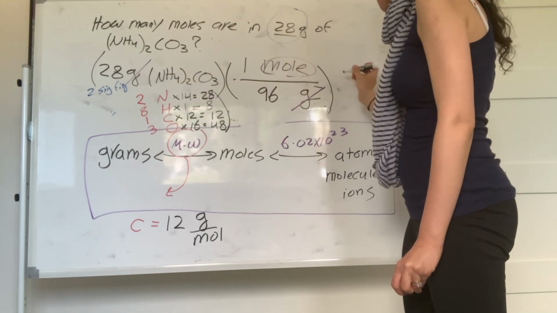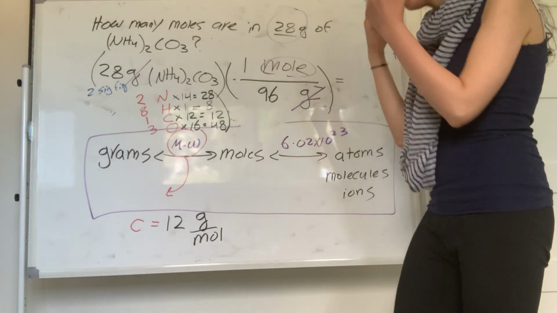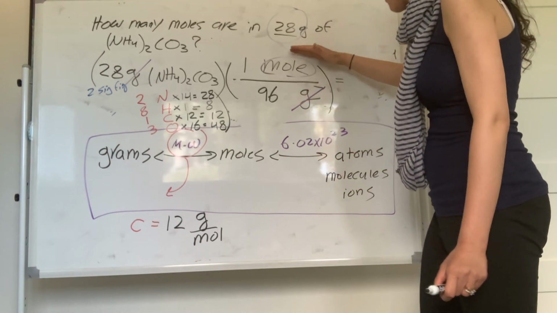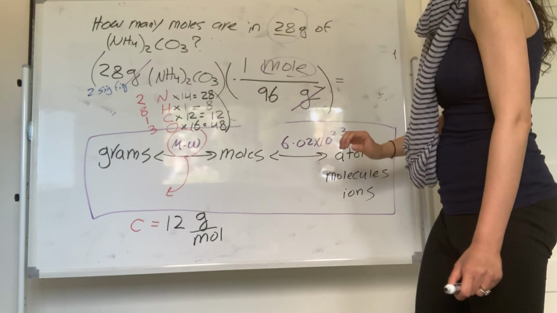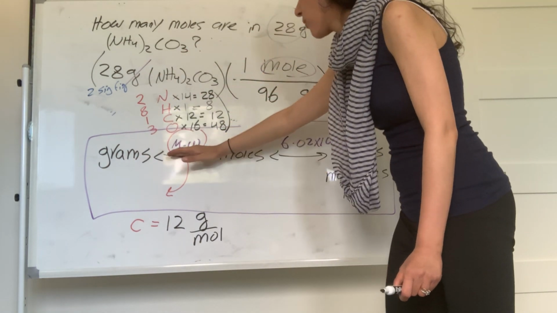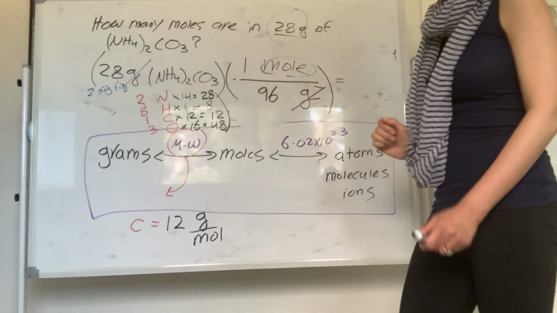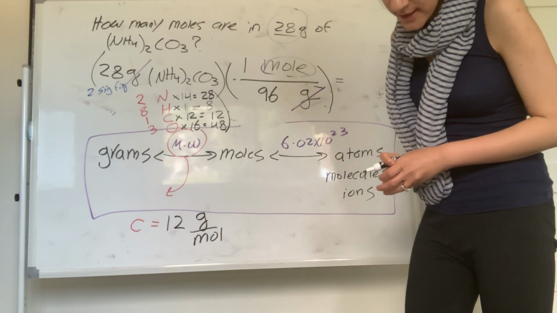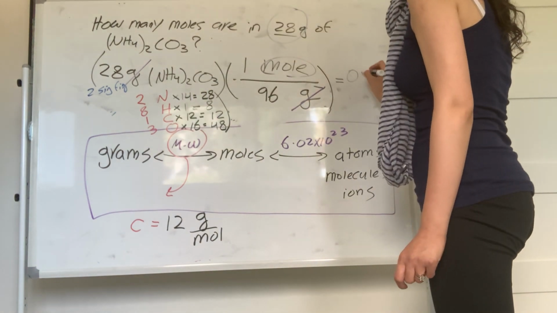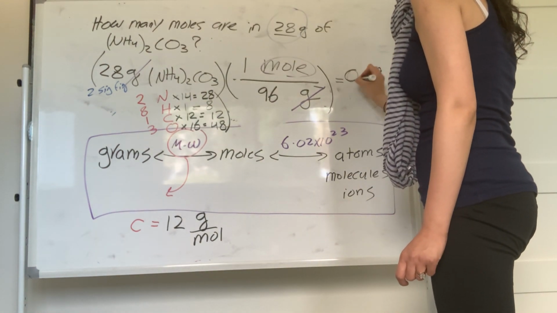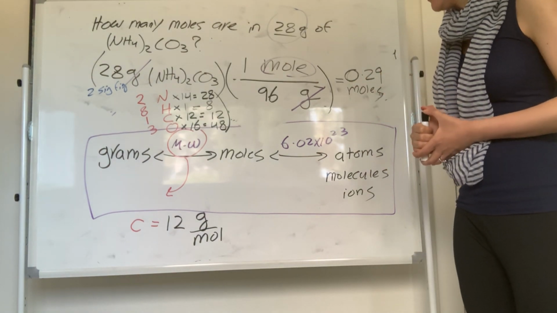So then the grams can cancel out. I can end up with moles. Again, when you do this, go with canceling out. I don't want the grams, I want the moles. Grams can cancel out, I have the moles. To go from gram to moles, I need molecular weight. Molecular weight is always for 1 mole. So 1 mole would be 96. When you put this in your calculator, what do you get? I get 0.29 moles. So far, so good? Okay.